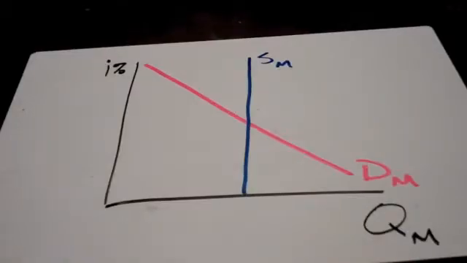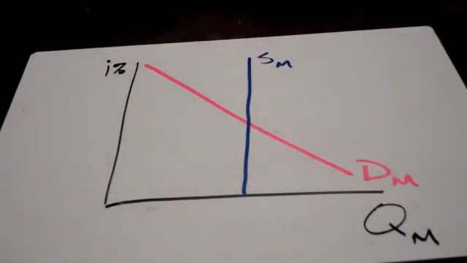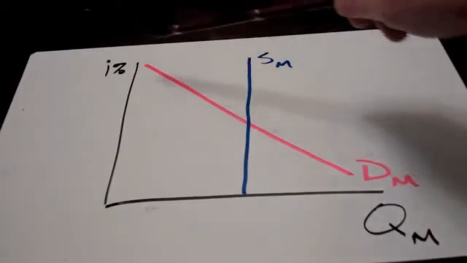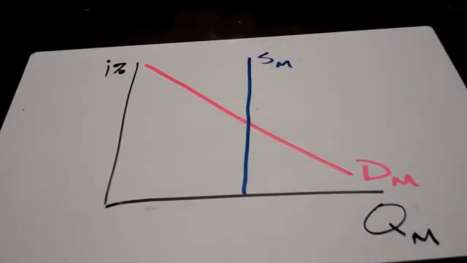Real quick review once more. Nominal interest rates is the price of the money market. Quantity of money is the quantity of the money market. Demand of money, downward sloping. Supply of money, vertical because it's controlled by the Federal Reserve. Very important graph for the AP test. Make sure you know how to label and draw this graph.